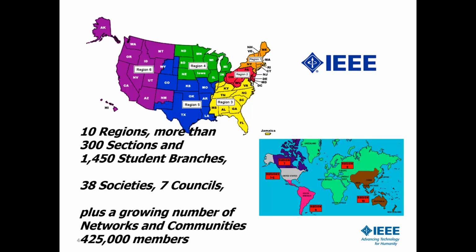So here is IEEE overall. In terms of membership and geographic activities, 10 regions, more than 300 sections, 1,400 student branches. From the technical side, 38 societies, 7 councils. And then outside of that, a growing number of networks and communities. 425,000 members, the largest technical society in the world, IEEE.